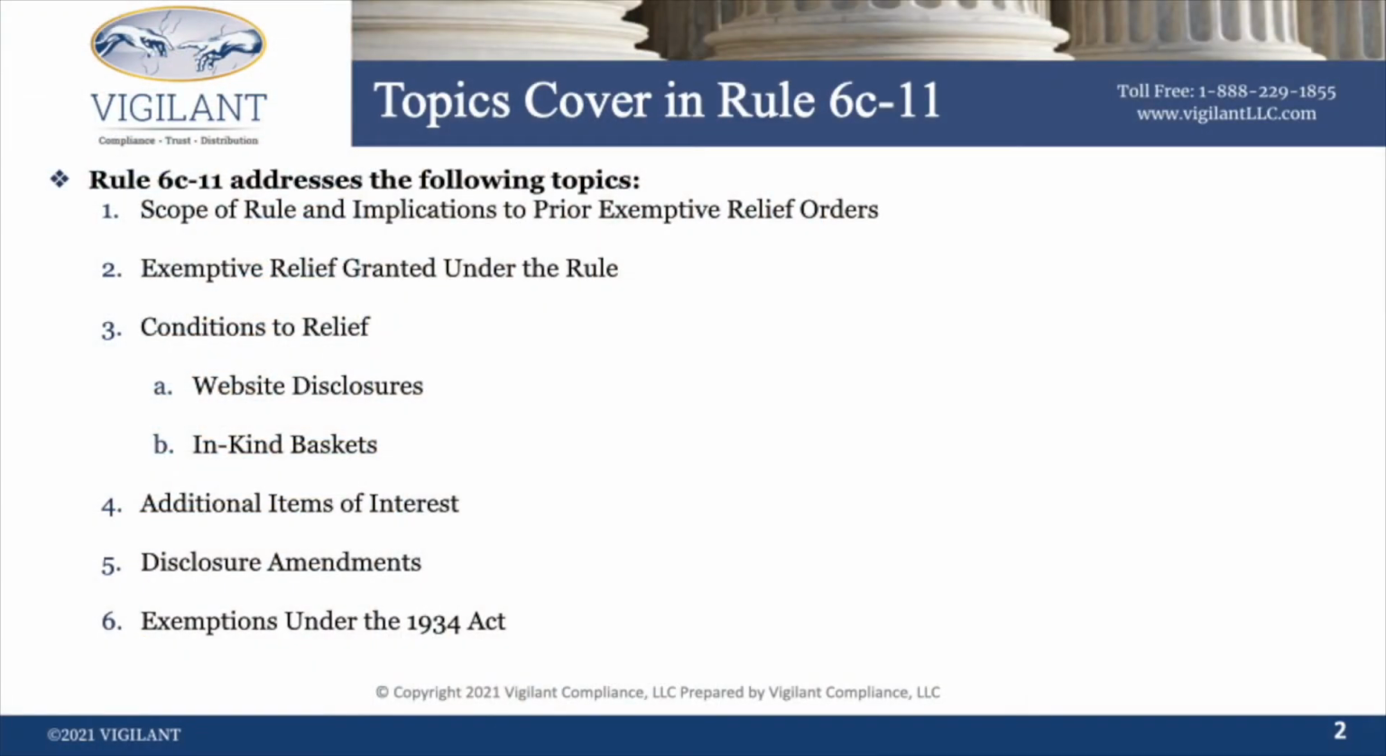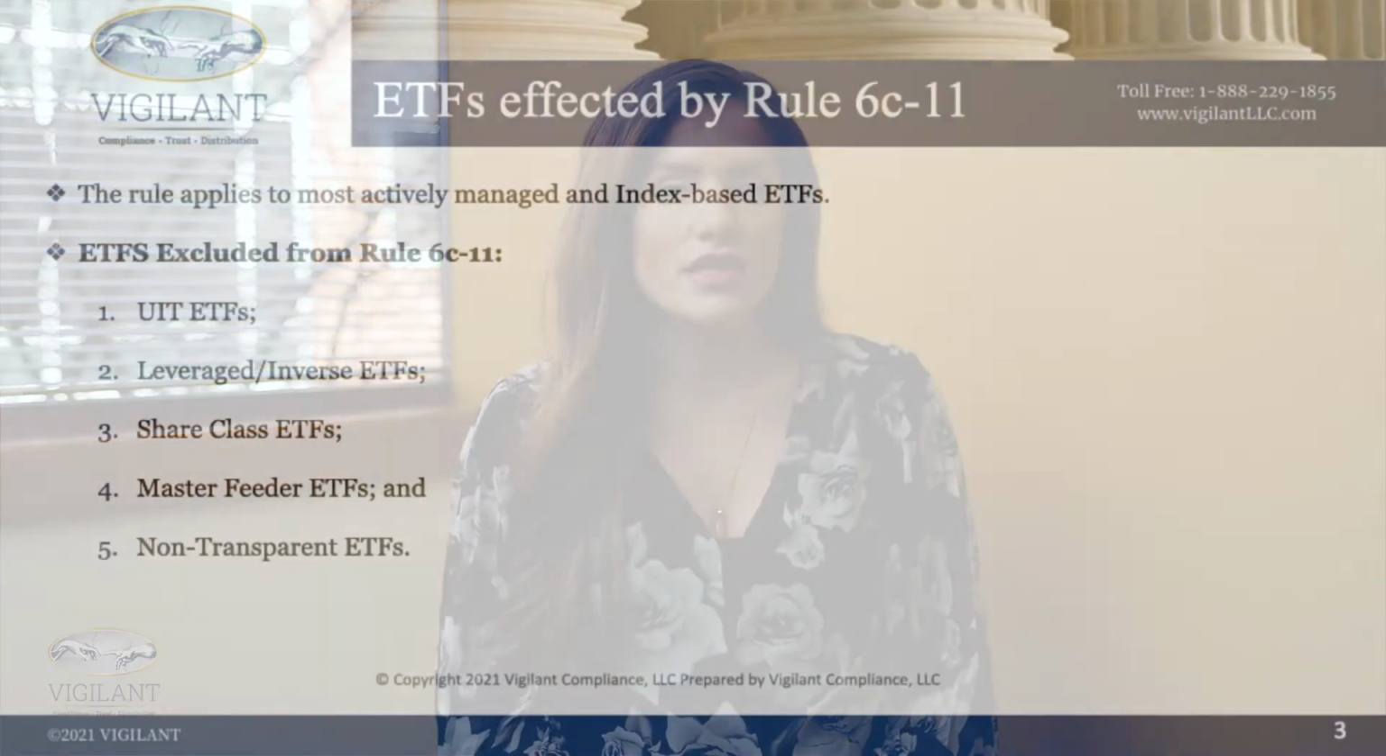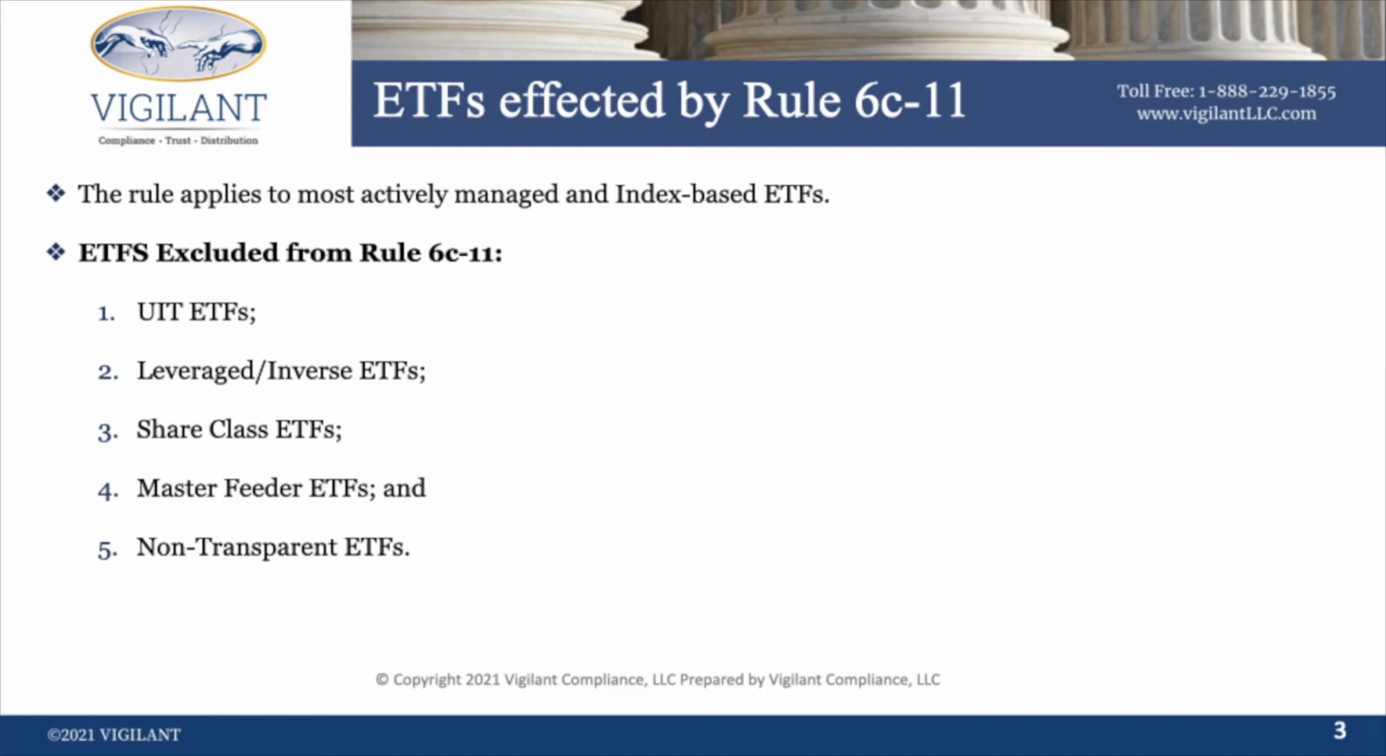With the recent implementation of Rule 6C11, advisors were no longer required to rely on or to obtain exemptive relief for ETFs if they met certain conditions. It's important to note that certain ETFs will not be able to rely on 6C11. This includes ETFs that are inverse or leveraged ETFs, as well as non-transparent ETFs, and a few others that do not meet the rule requirements.